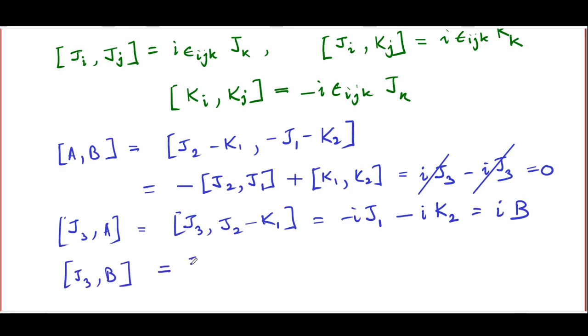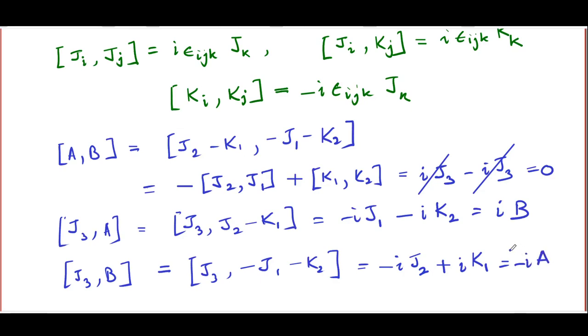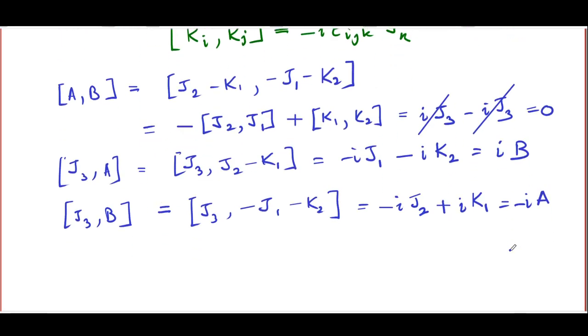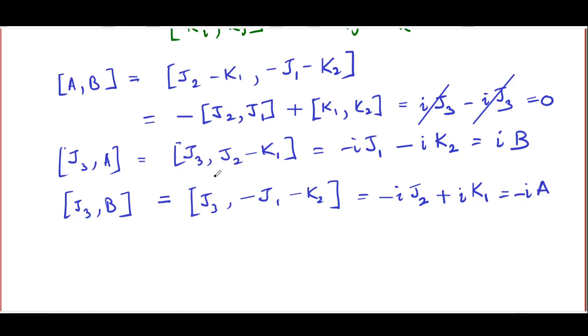Well, that's also straightforward. J3, minus J1, minus K2. This one is minus I, J2. And J3, minus K2 is plus I, K1. So this is actually minus I times A. So the upshot of all this is the three generators that we have obey the following algebra.